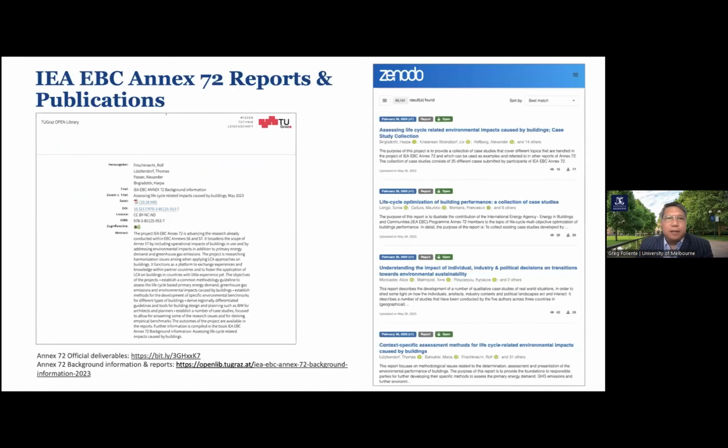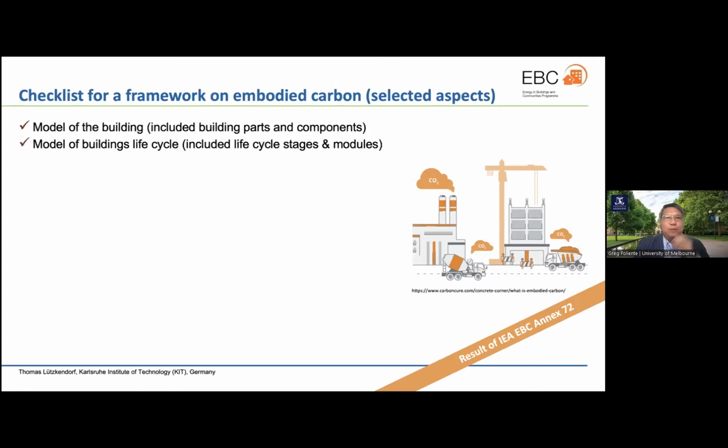And the reports from Annex 72, they're very substantial. You'd probably need 3 months to read all of the reports. But we've summarized them courtesy of Professor Lützkendorf from Germany, who was one of the leaders, my co-leader in 57, but one of the leaders also in 72, and the next one that we are in, which is Annex 89.